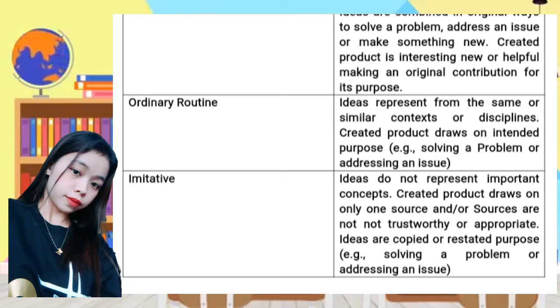So ideas represent concepts from the same or similar context or discipline. Created product draws on an intended purpose or solving a problem or addressing an issue. The last one is imitative. Ideas do not represent important concepts. Created product draws on only one source and or sources are not trustworthy or appropriate. So ideas are copied or restated.